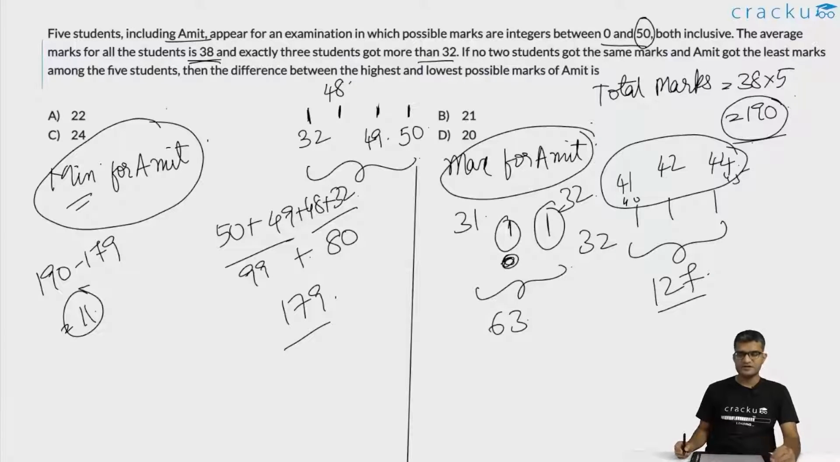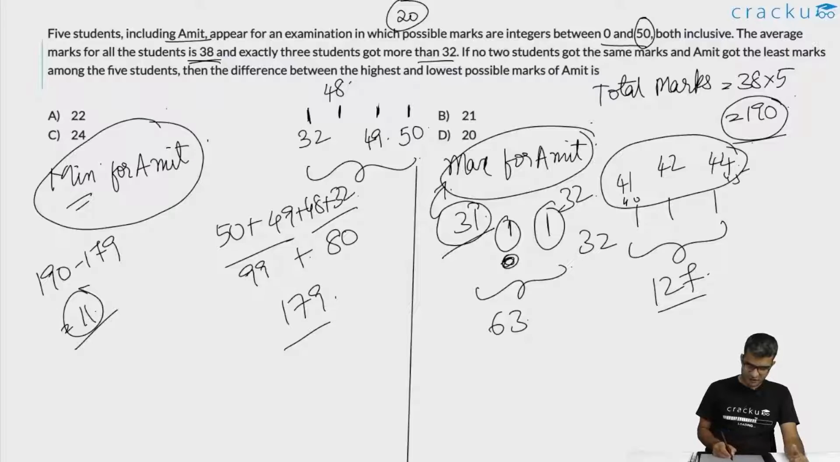We are just required to ensure that the top 3 guys, all of them score above 32, all of them score distinct numbers, and their sum has to equal 127, which is possible in multiple ways. In this particular case, the maximum possible value for Amit is 31. So the difference between the maximum possible and minimum possible score of Amit is 31 minus 11, which is equal to 20, which is option D.